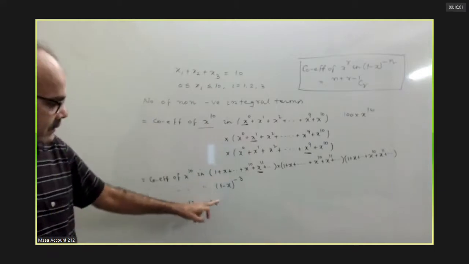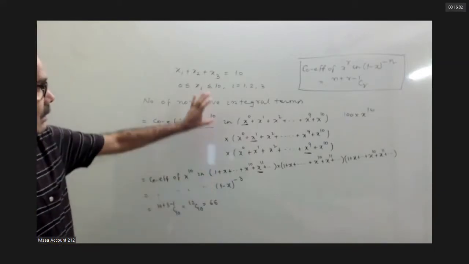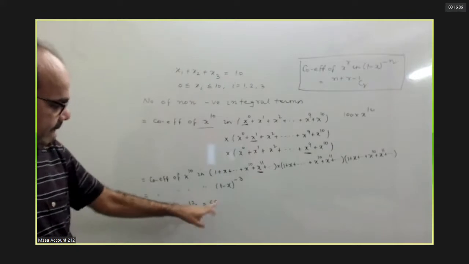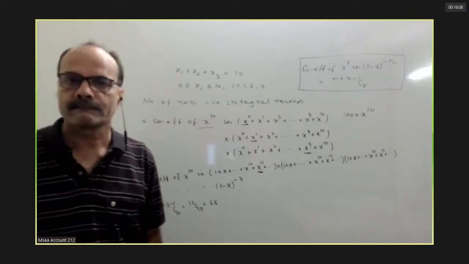So the number of solutions of this is how much? 66. Okay.